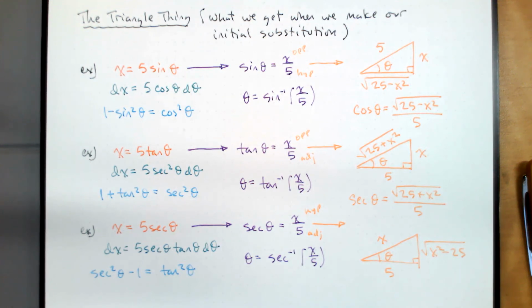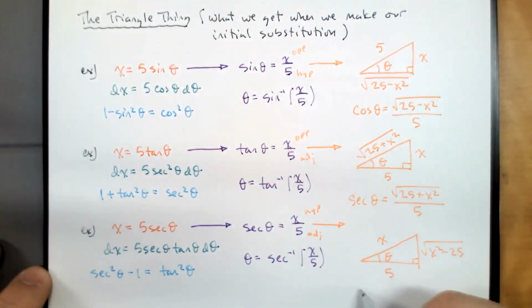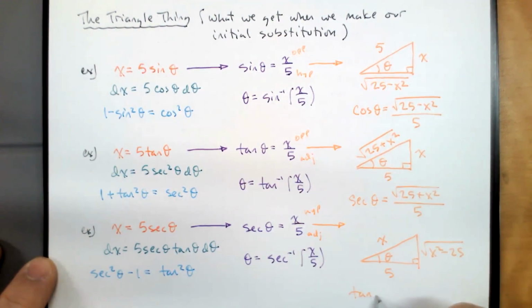Because we've just integrated a bunch of secants and tangents, most likely the piece that we'll need is tangent of theta at this point. And so tangent of theta is opposite over adjacent.